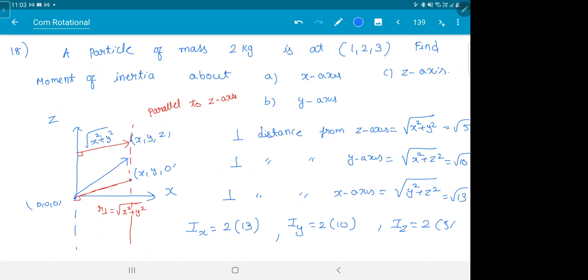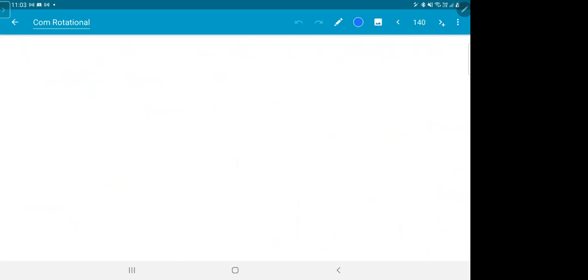Turn the page. So this is for particles. Now for continuous bodies, right? We will not be doing the derivations, but the results are important. So these results you have to mug up, just like you did for center of mass. First thing is for the rods, uniform rods.